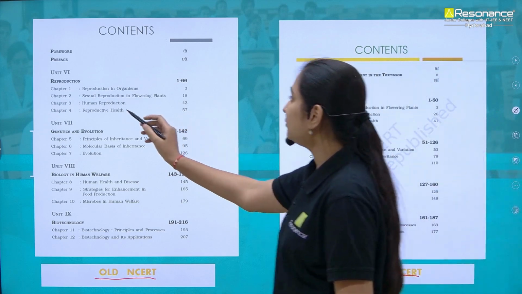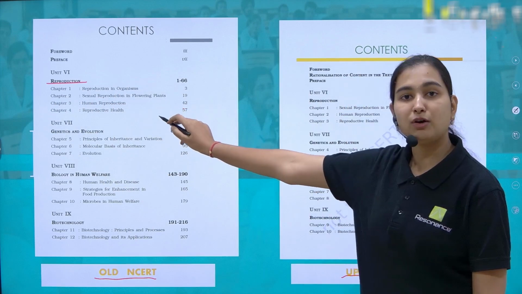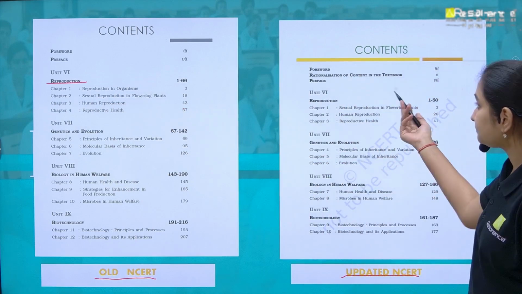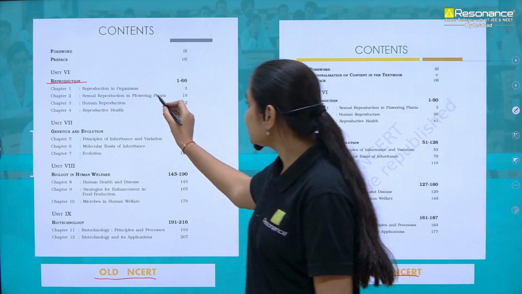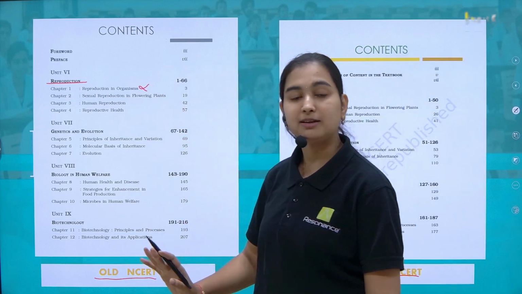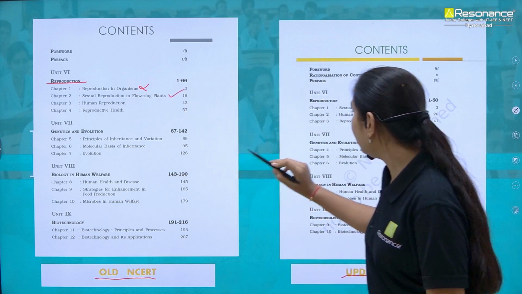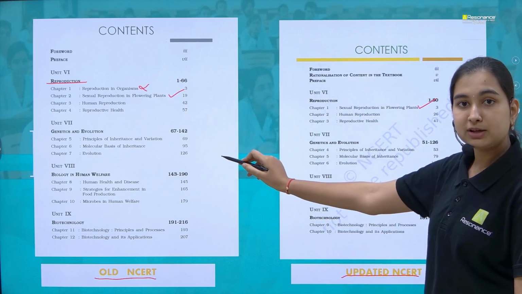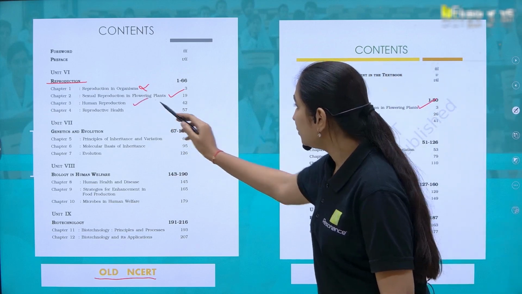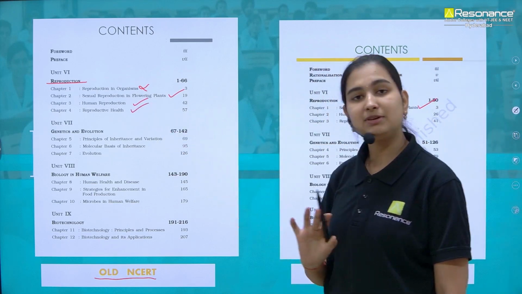What is the first? Reproduction. What are the chapters? The first chapter, reproduction in organisms, is completely deleted. Talking about the next, sexual reproduction in flowering plants, here also you have sexual reproduction in flowering plants. Then human reproduction, reproductive health. So these chapters are as they are.